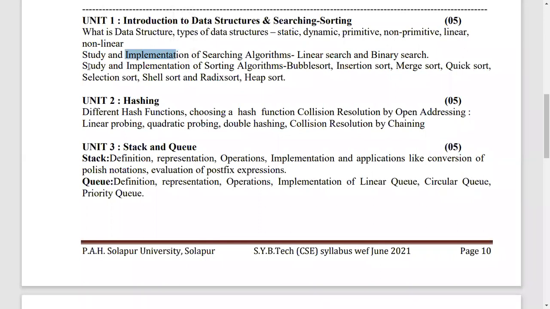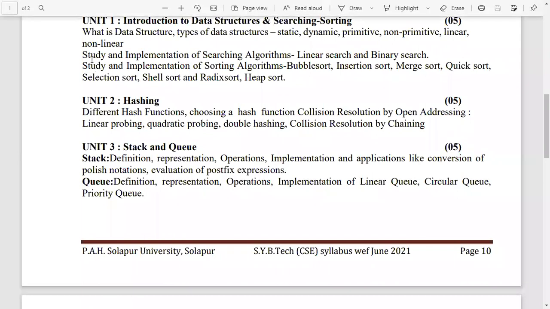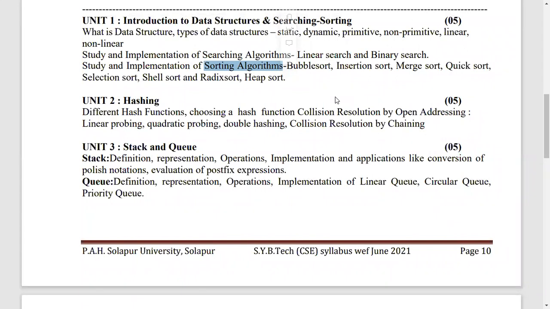Now, after that, the third part of unit number 1 is study and implementation of sorting algorithms. So how to sort the data? Suppose any sequence of numbers is given, say 100 numbers, and they are not in sorted or sequential order. For example, 1, 5, 10, after that 7. Likewise, a list of numbers is given to you and you want to sort them in ascending or descending order. So how to sort?